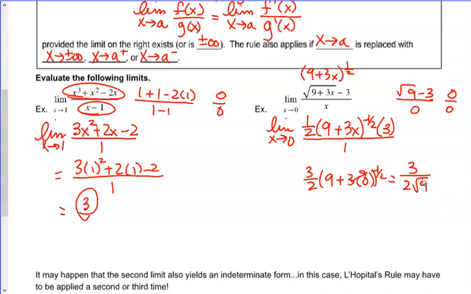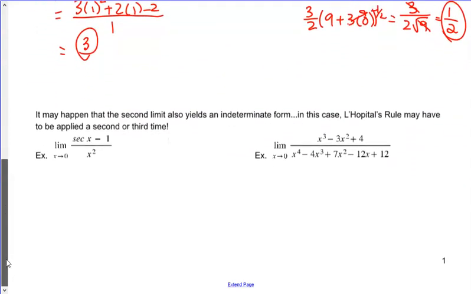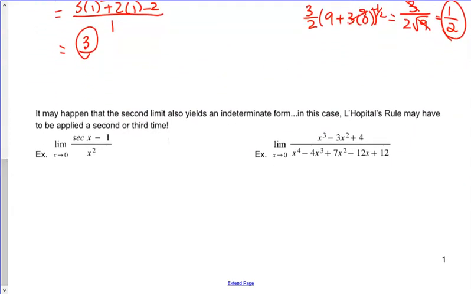There's lots of different ways to get this. This is actually a 3 that I can cancel with that 3 and leaves me with an answer of 1/2. So the limit as we approach 0 of this radical function is going to be 1/2. All right. It may happen that the second derivative also yields an indeterminate form. In this case, L'Hopital's rule may have to be applied a second or a third time.